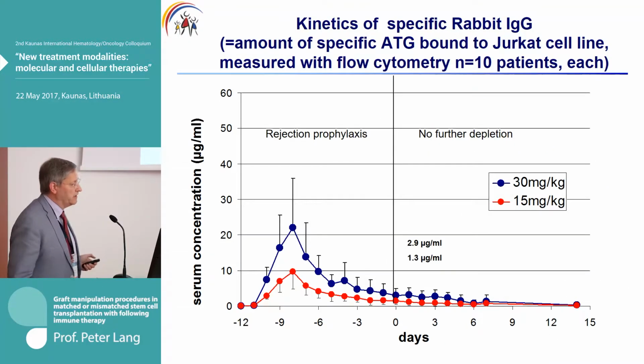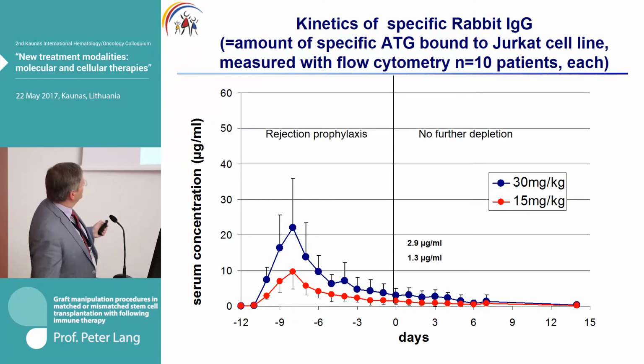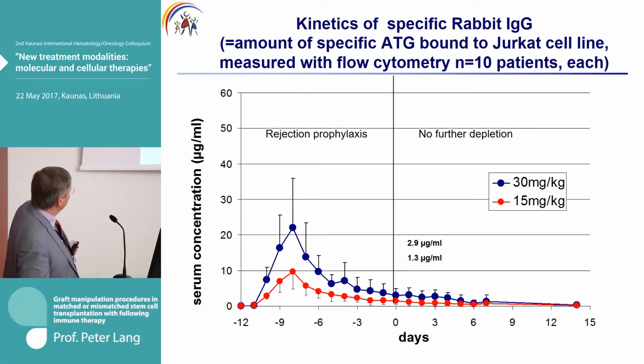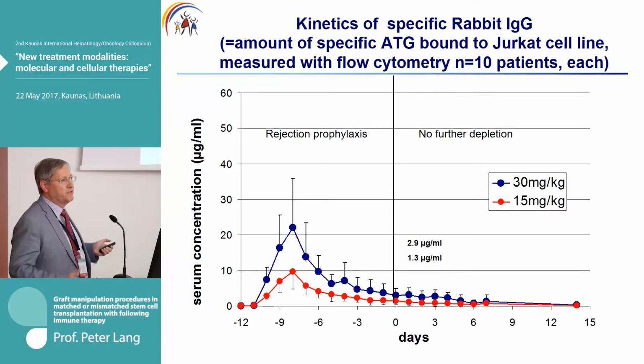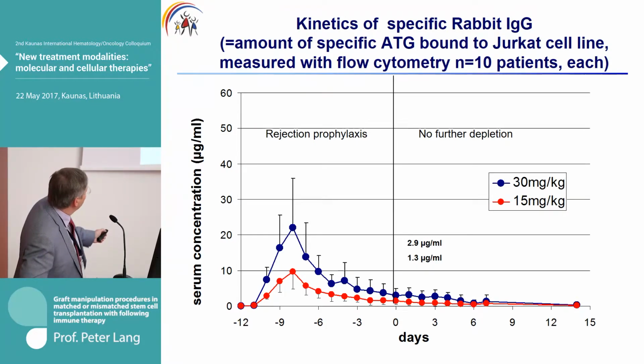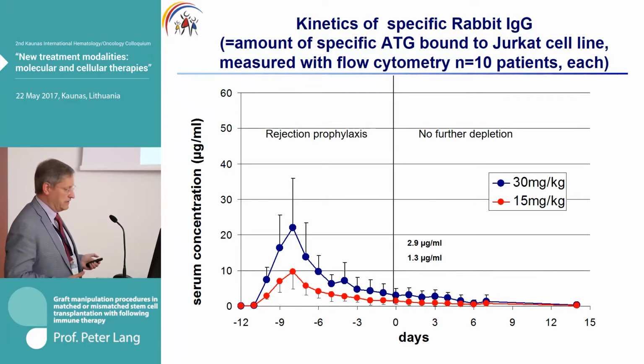Here you can see the kinetics of ATG. Indeed, with this strategy, we had a nice peak at day -8. So we have a rejection prophylaxis during the conditioning regimen, but no further in vivo depletion at day 0 because we end up with very low levels, and we don't need in vivo depletion here because we do an ex vivo depletion. We want to save the NK cells, which we co-transfuse, thus ATG levels must be low at that time point.